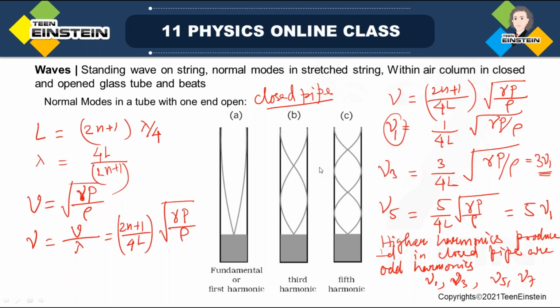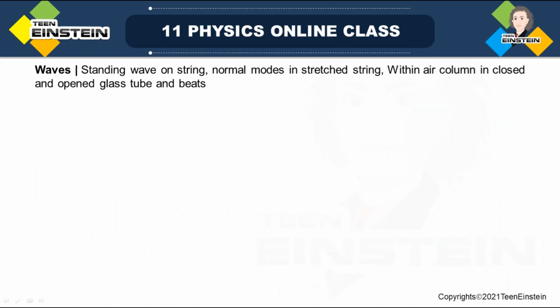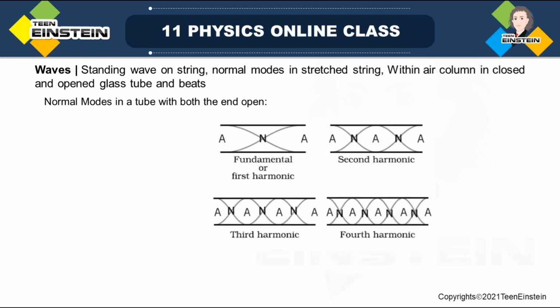Now we'll see what happens in case of an open pipe. Normal modes in a tube with two ends open. As you might be remembering, this is called an open pipe when both the ends are open, like various kinds of flutes. So both ends are open.